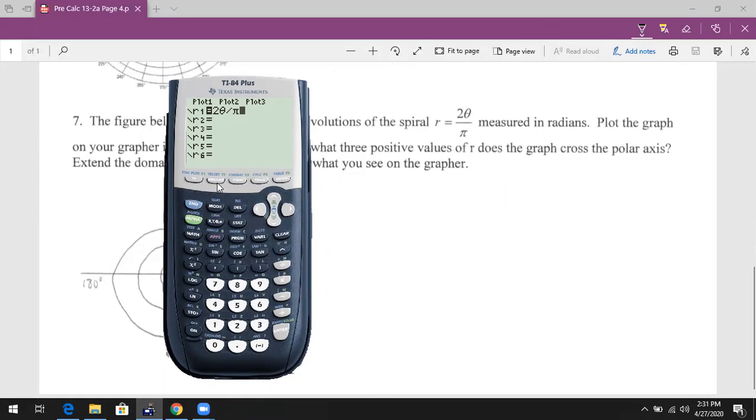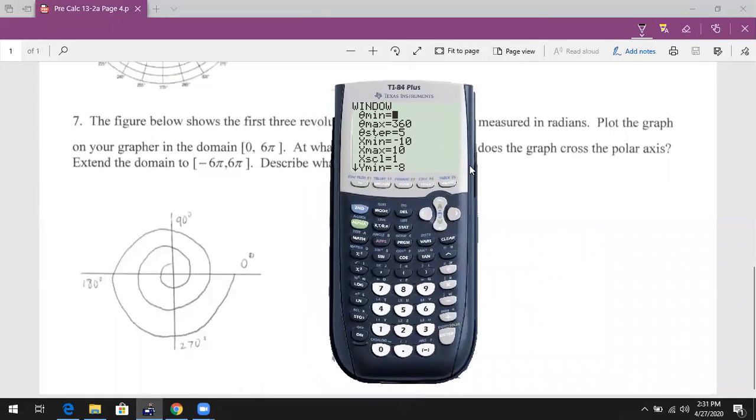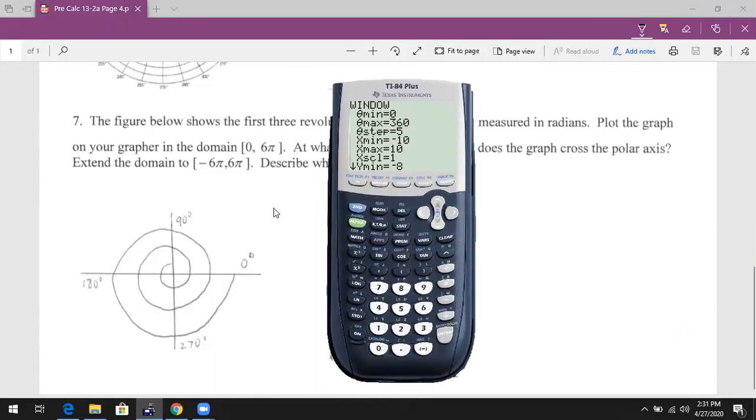And for our window, because we're in radians, and actually they tell us what to make our window here, plot the graph on your grapher in the domain from 0 to 6 pi. So theta is going to be from 0 to 6 pi. And I'm not real sure what to count by, so let's maybe say 0.2 or something like that. X min, again, not sure. Let's leave it like this. We can always adjust. But if we do graph it, this is what we get.